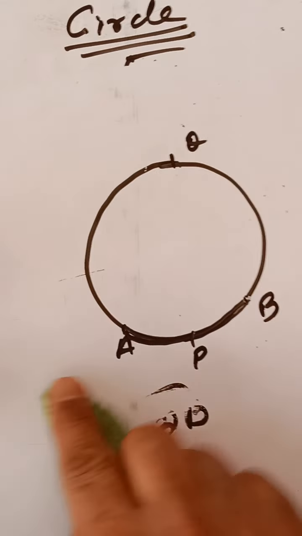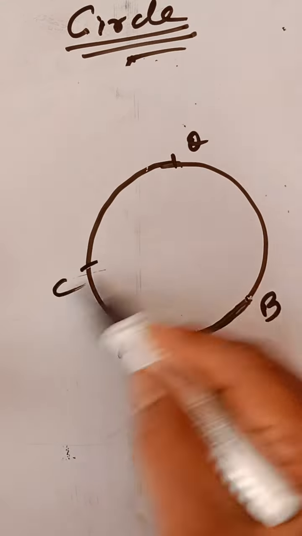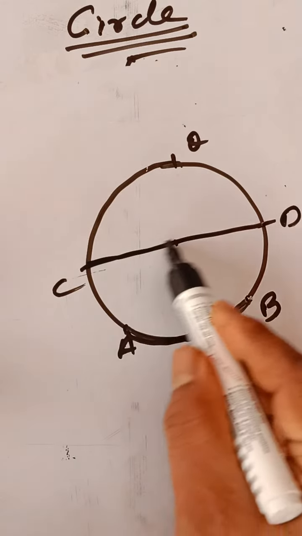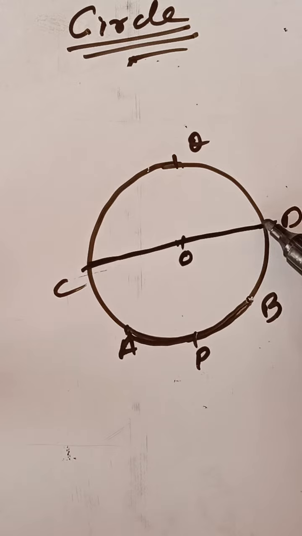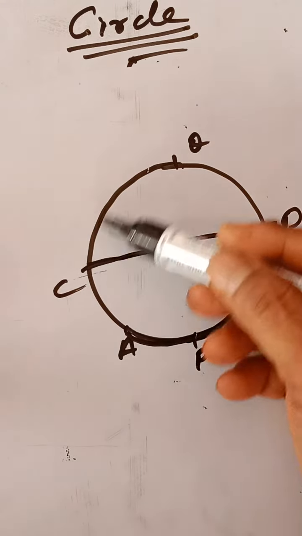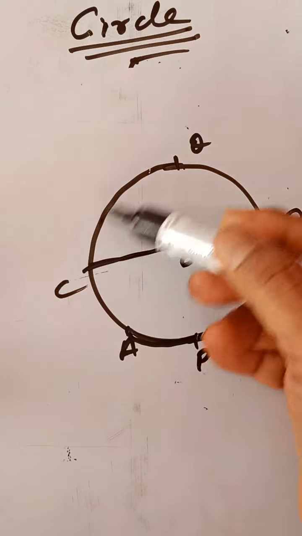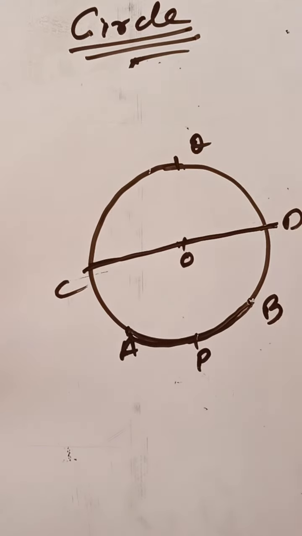And if we take, suppose here this is C and this is D passing through the center, means CD is the diameter, then this CQD will be semicircle, and CPD will also be a semicircle. Means a diameter divides a circle into two. These two arcs are called semicircle, CQD and CPD.